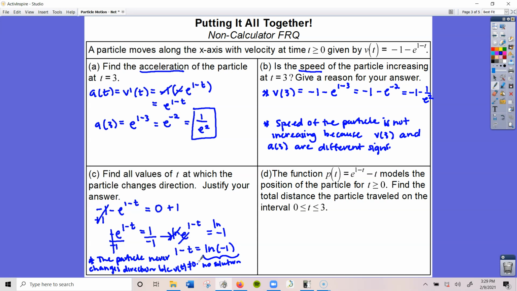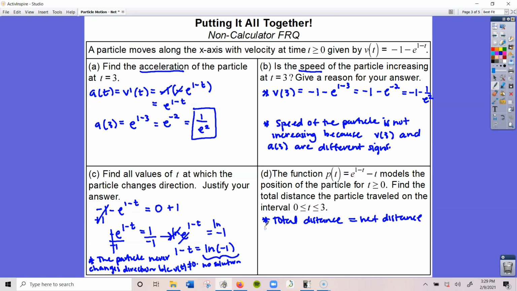Last part here, the function p of t is equal to e to the 1 minus t models the position of the particle for t greater than or equal to 0. Find the total distance the particle traveled on the interval 0 to 3. Since the particle never changes direction, as we saw in part C, that means that the total distance is going to equal the net distance.